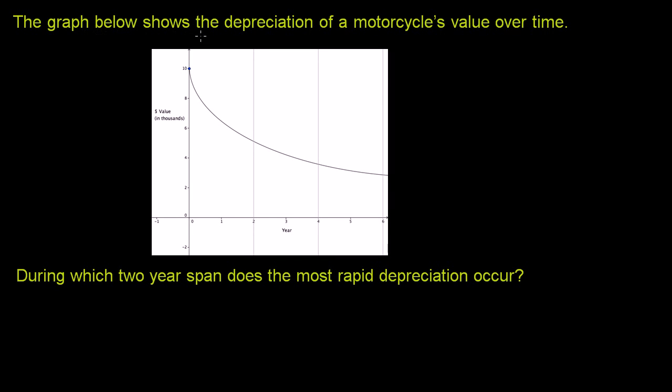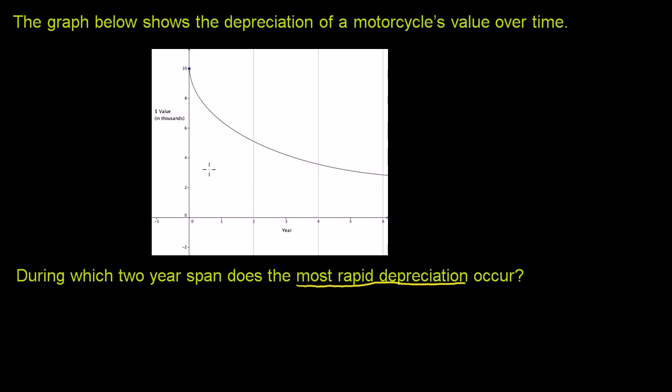The graph below shows the depreciation of a motorcycle's value over time. And they show us the graph, and they say, during which 2-year span does the most rapid, let me underline that, the most rapid depreciation occur? So depreciation just means loss in value. And this shows the motorcycle's value.